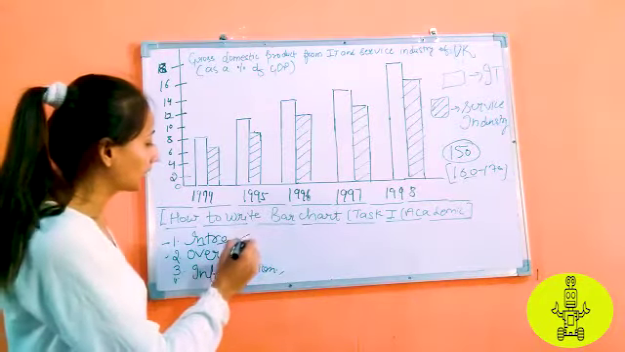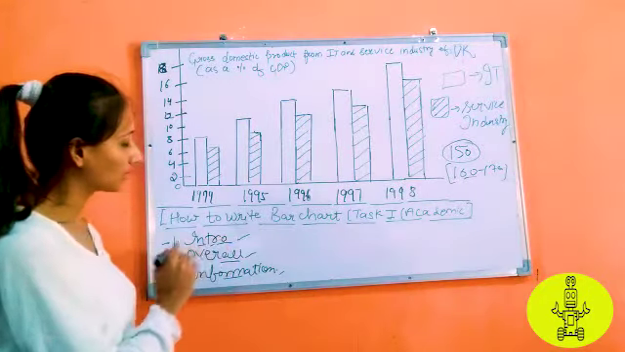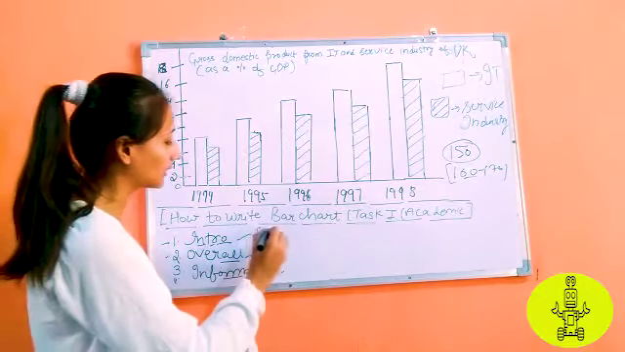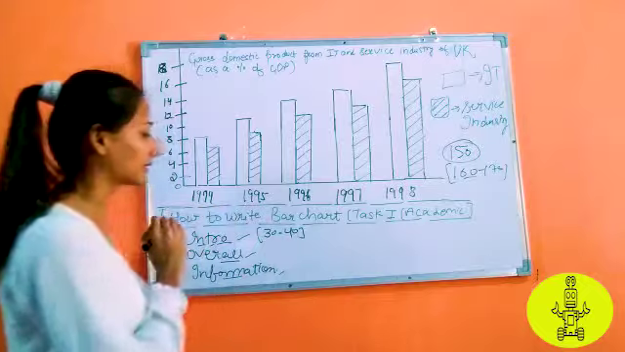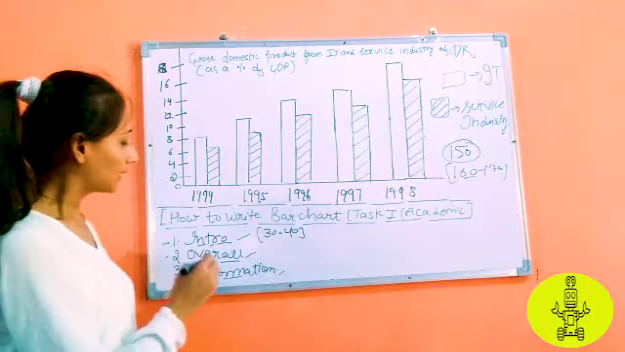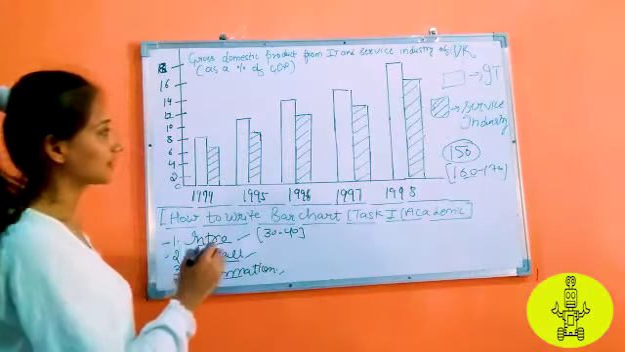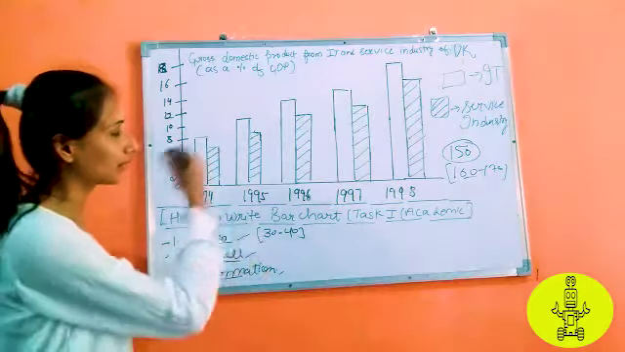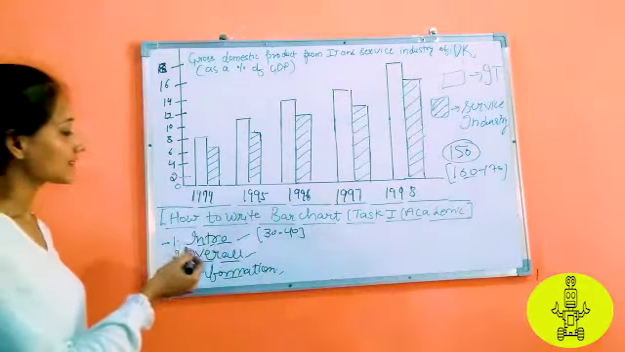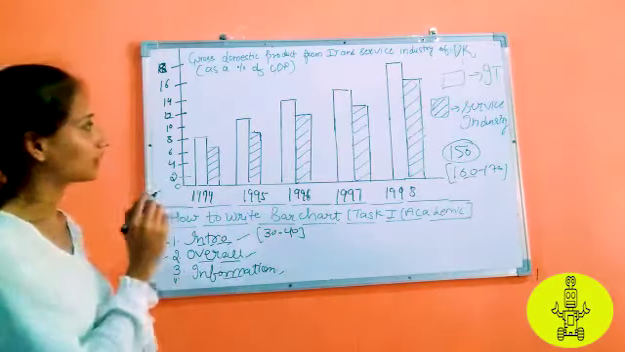We don't need to write a very long intro. It's enough if you write 30 to 40 words. That's enough. For the overall, you need to check in your chart what exactly it is showing overall. So firstly, let's discuss how you can write the introduction.